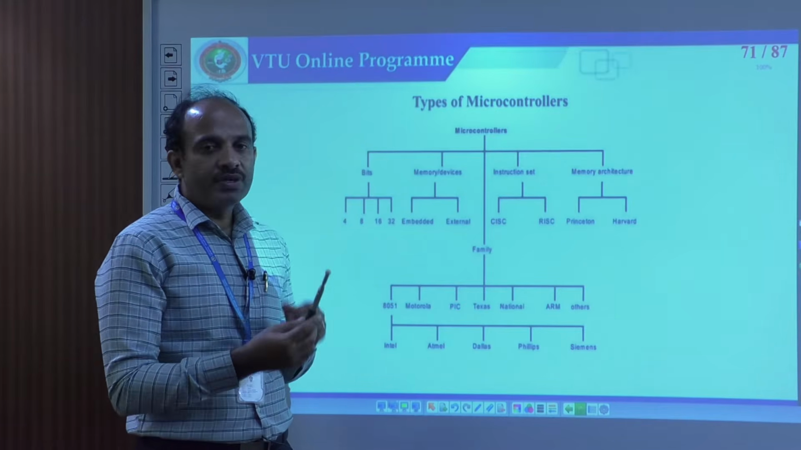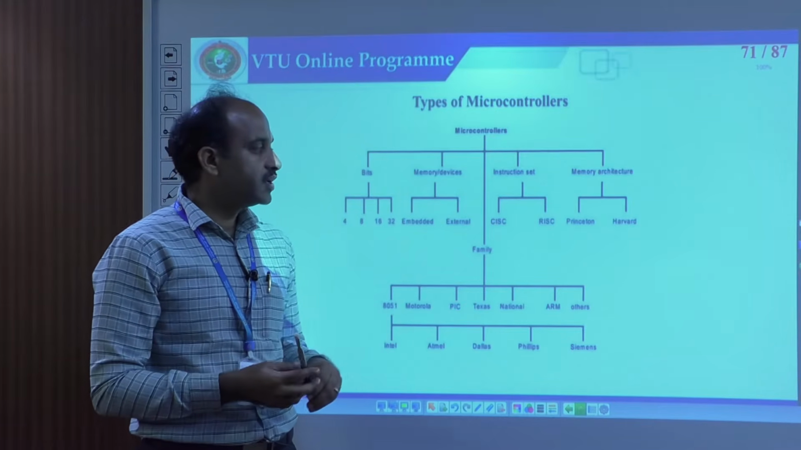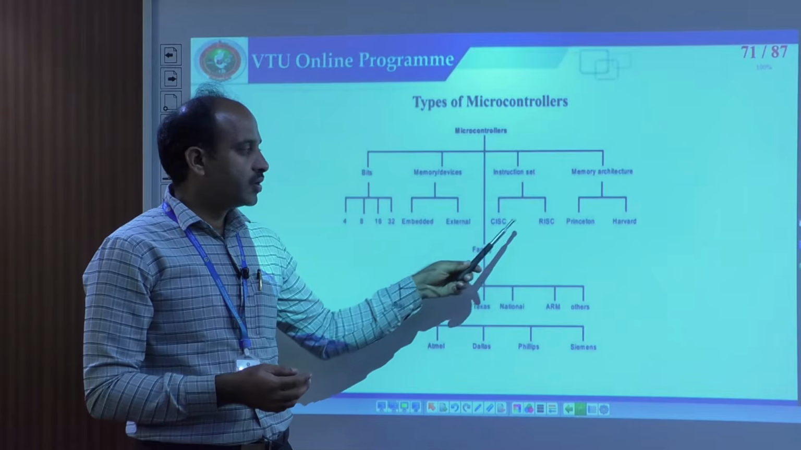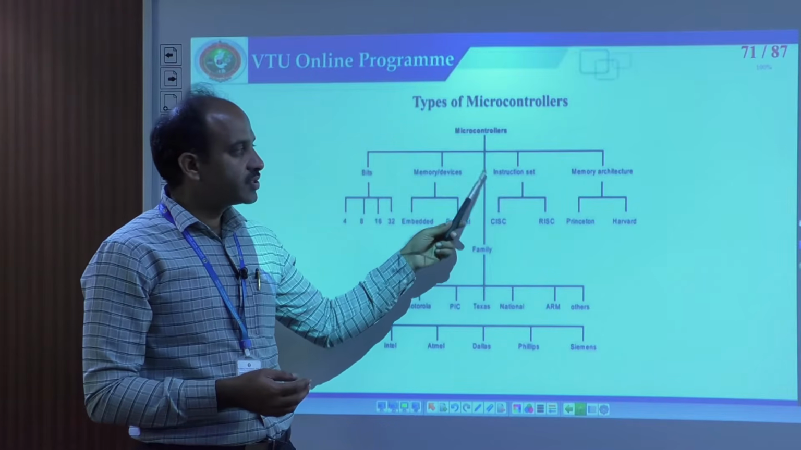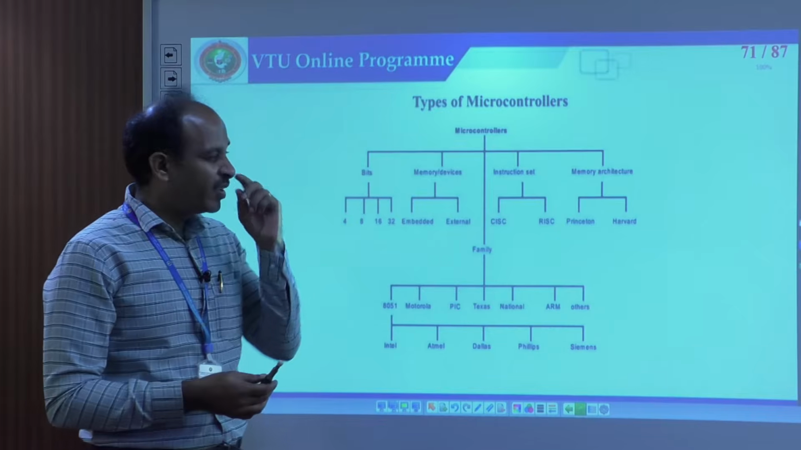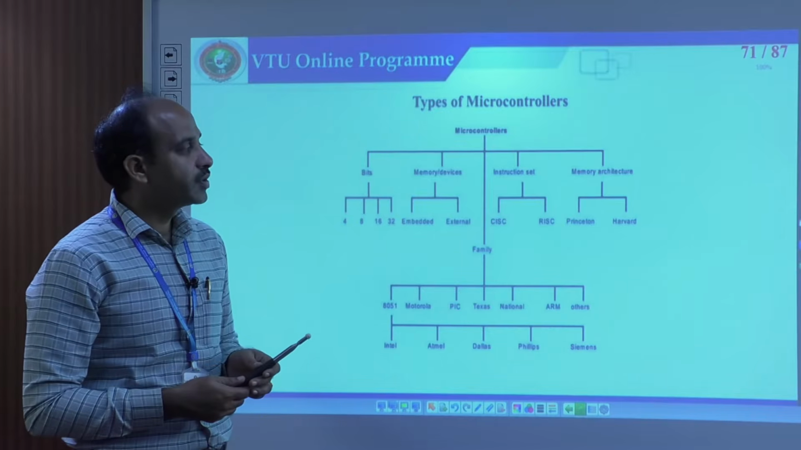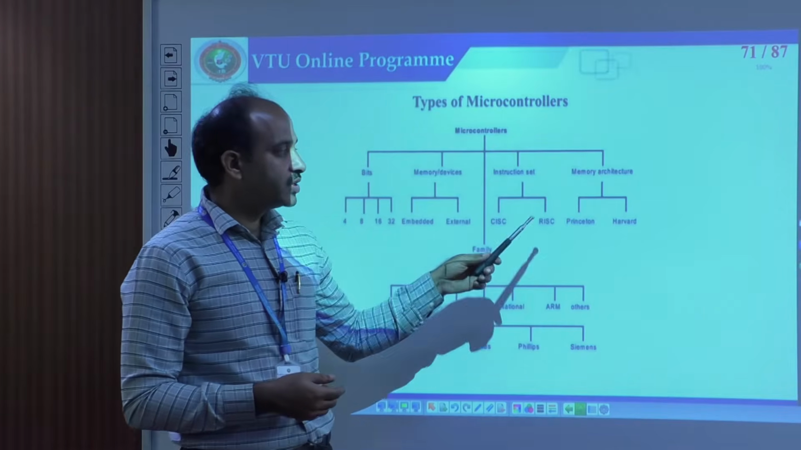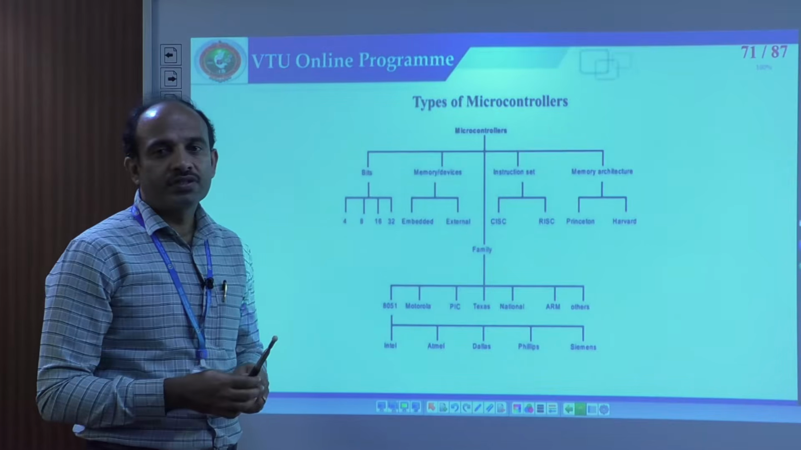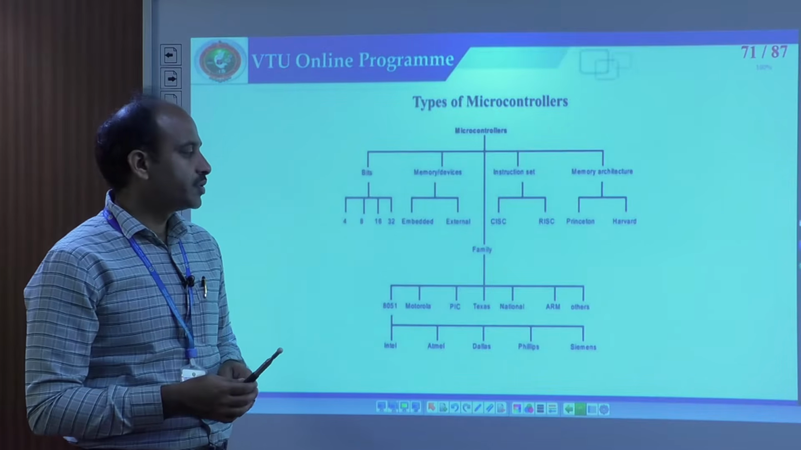So, that is the major difference when you compare CISC and RISC. Reduced instruction set, that is with respect to the instruction set. And when you talk about the microcontroller with respect to the architecture, we will try to see how exactly the Princeton and Harvard architecture classification is made with respect to the memory.